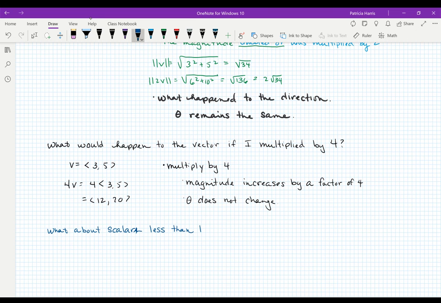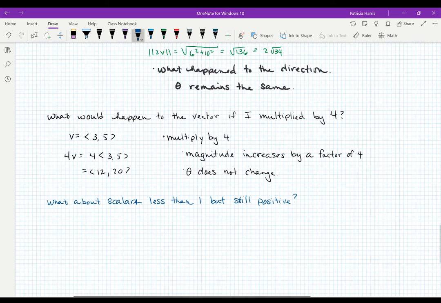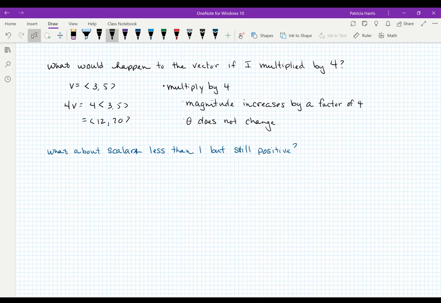Now, what do you think would happen if I multiplied by a fraction, less than 1 but still positive? What do you think would happen? So let's say I have a vector, let's call it t. Let's say it's (-10, -6). And let's say I wanted to do 1/2 of that.